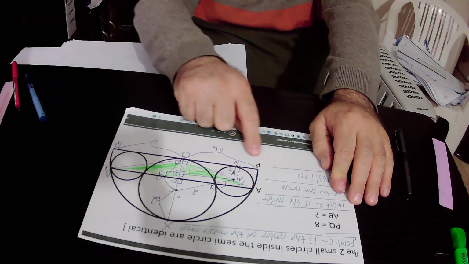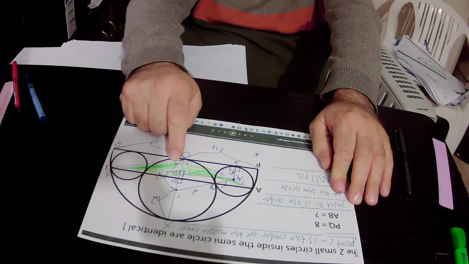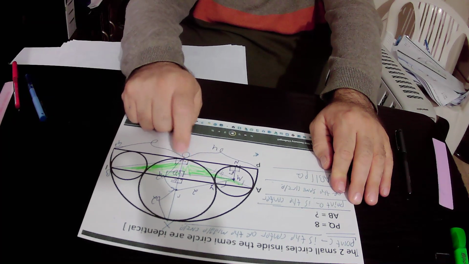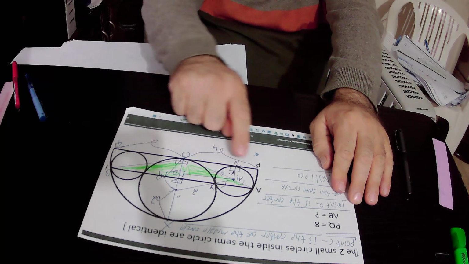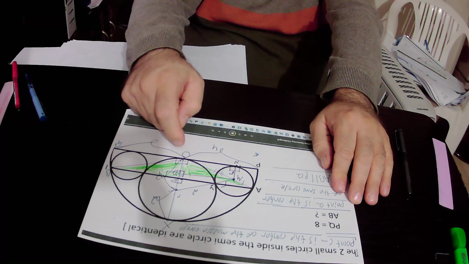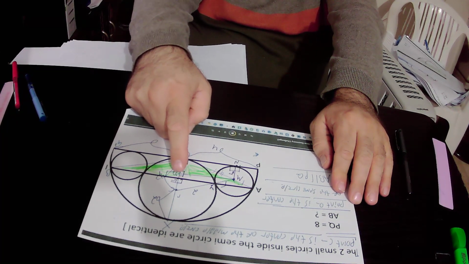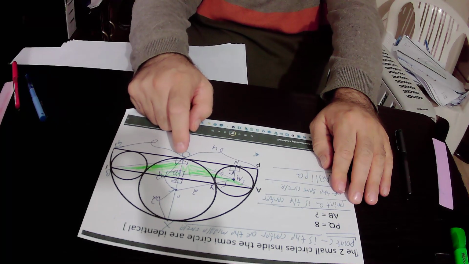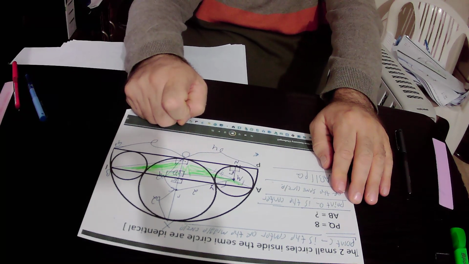Therefore, the tangent PQ will be perpendicular to this radius, that is to say this angle equals 90 degrees and this angle also equals 90 degrees. Then we draw a perpendicular from point M to CO. So this angle is 90 degrees and this angle is 90 degrees, and we define the touching point between the perpendicular and CO as point D.